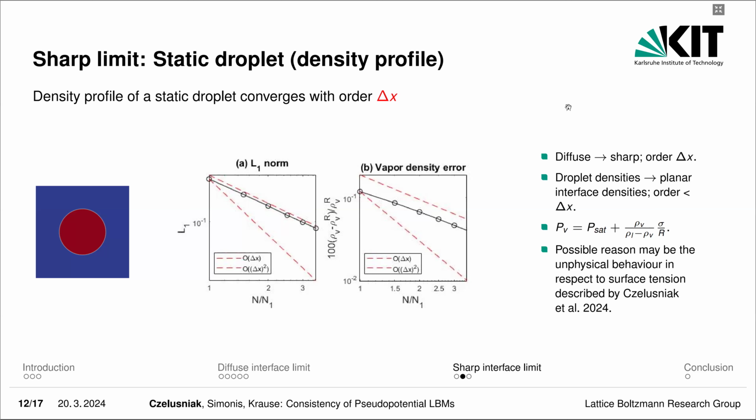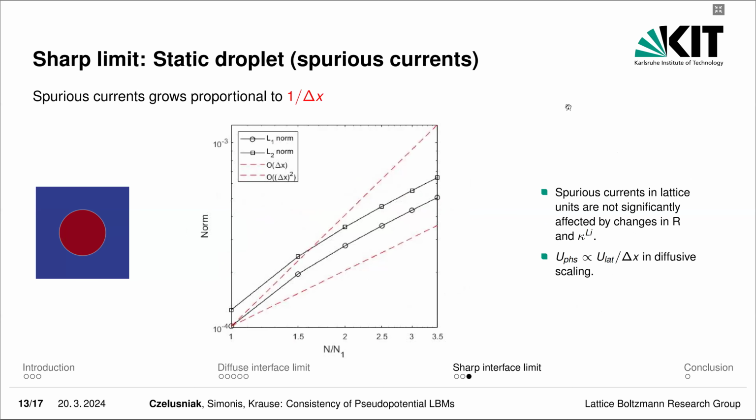And I show here that actually the densities of the droplet converge to the planar interface densities, but now with convergence smaller than 1. Here I compute the L1 norm over the entire system and converge with delta X. I also did this test for the spurious currents, but now, different from the diffuse interface limit, the spurious currents grow with time.